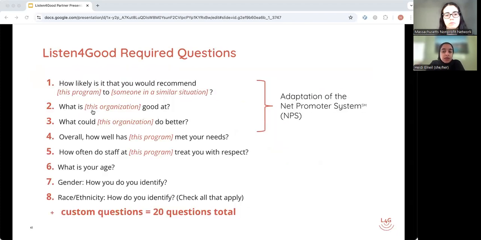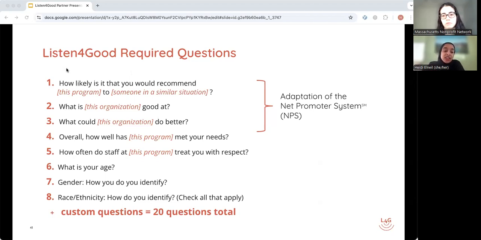Let me just share another slide, and then I'll get to this question that Maureen, you just asked. Listen for Good also has some pretty core questions that are really important to our methodology. And so these are required questions. What you're seeing here is the client survey. We ask a question about how likely you would be to recommend. That gives you the net promoter score, so you have a baseline, a benchmark really, that you can compare your organization to similar organizations as well as to yourself over time.